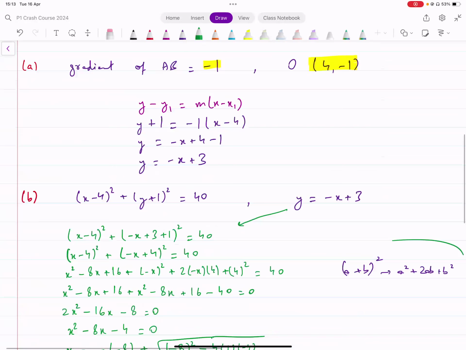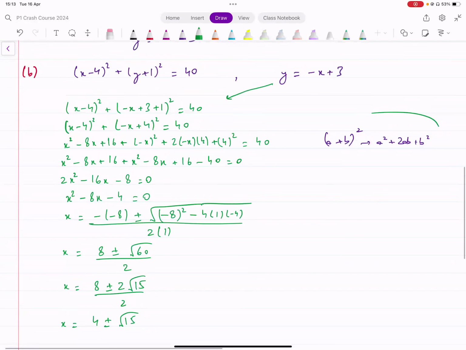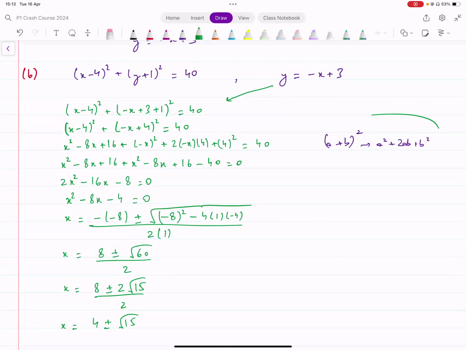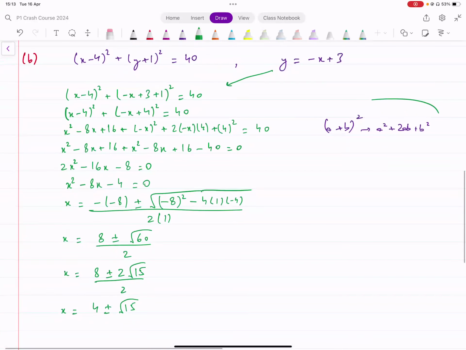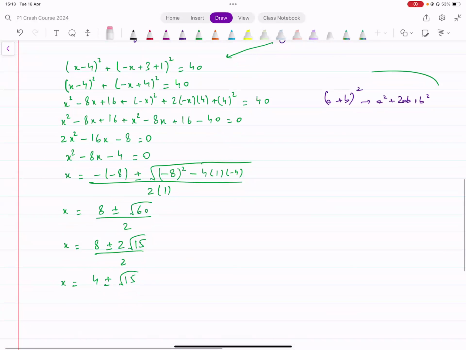So let me just check for errors. Now, for this, it's under root 80. Yeah, x equals 8 plus minus under root 80. Oh, yeah, I'm sorry. I actually said 80, but then wrote 60. I'm sorry. Under root 80, that's 4 under root 5. Sorry. So this is 4 under root 5.